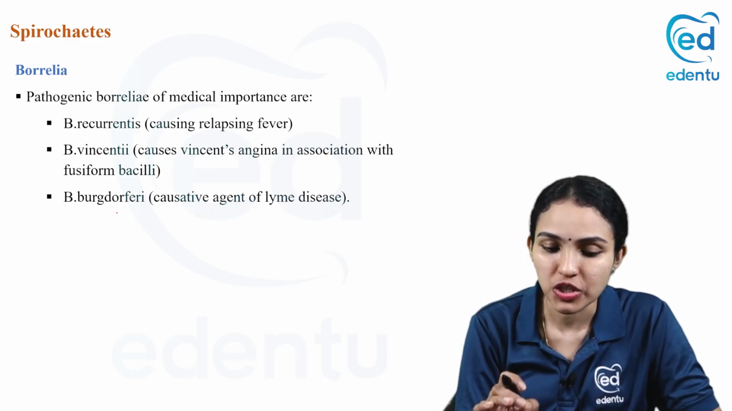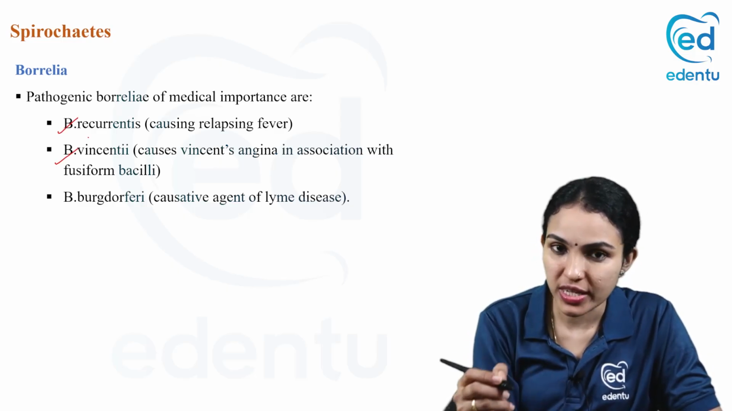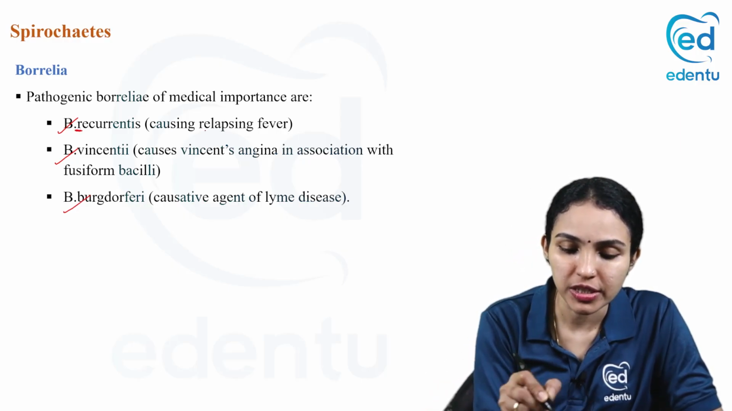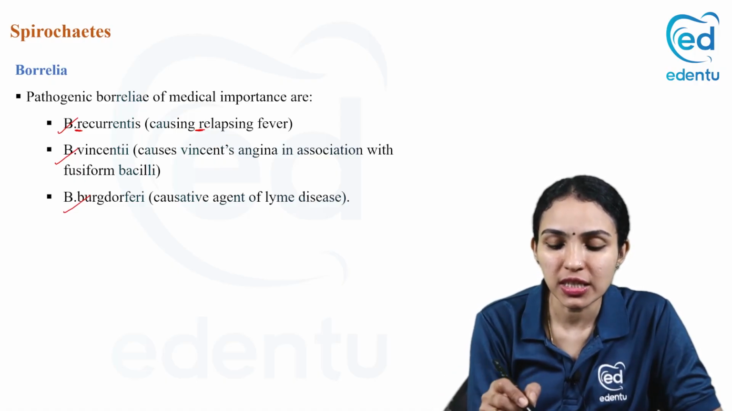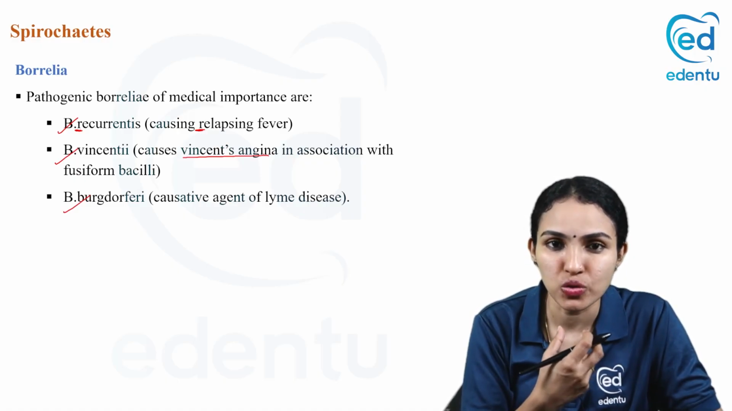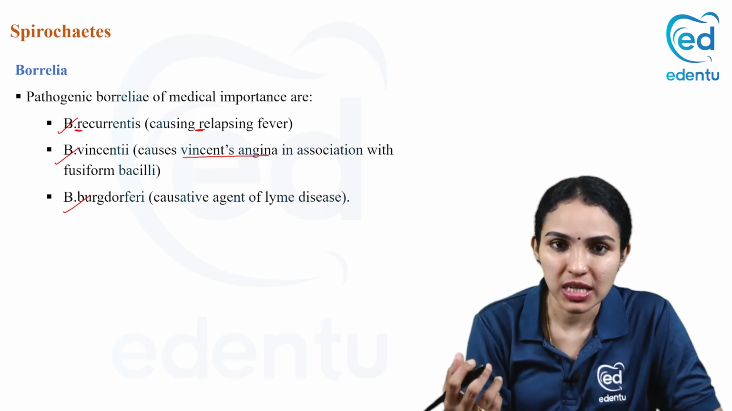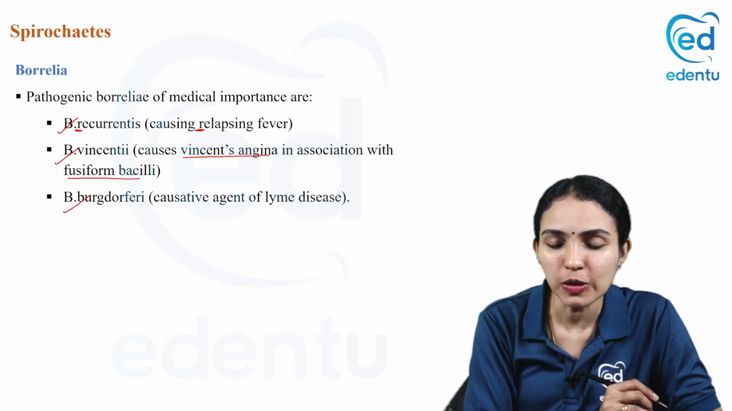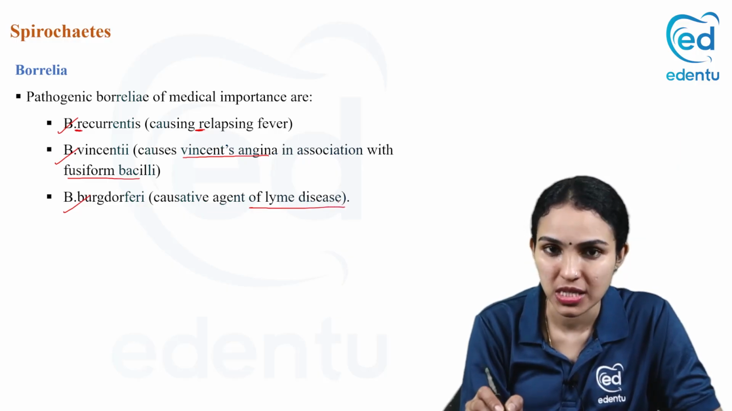There are three important pathogenic Borrelia species of medical importance: Borrelia recurrentis, Borrelia vincentii, and Borrelia burgdorferi. Recurrentis, we can remember by R for R: it causes relapsing fever. And vincentii causes a condition called Vincent's angina. It affects the oropharyngeal mucosa, causing stomatitis, gingivitis and all. It doesn't cause infection by itself; it is always seen in association with an anaerobic bacteria called fusiform bacilli. And Borrelia burgdorferi is the causative agent of Lyme disease.